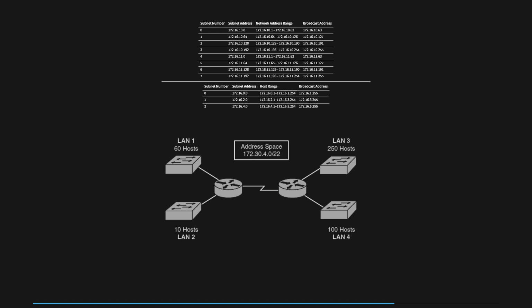next largest host requirement. Let's consider a small example using the address space 172.30.4.0/22 and the network requirements depicted in the figure below. We aim to design an addressing scheme that conserves the most addresses for future growth. We require 5 subnets, 4 LAN subnets and 1 WAN subnet. Starting with the largest host requirement on LAN 3, we proceed to subnet the address space.